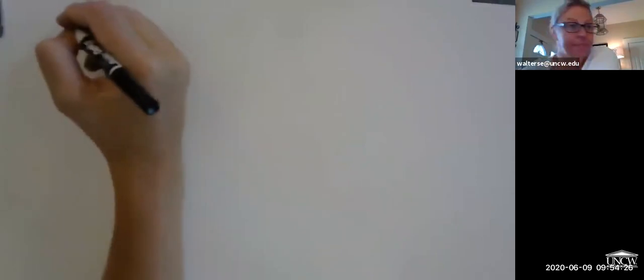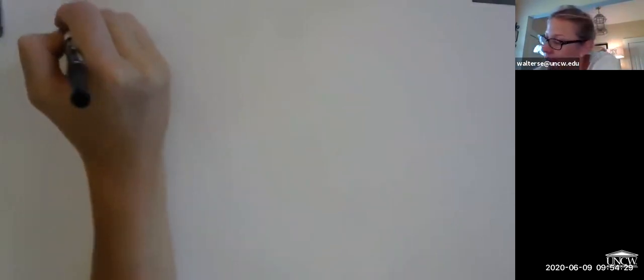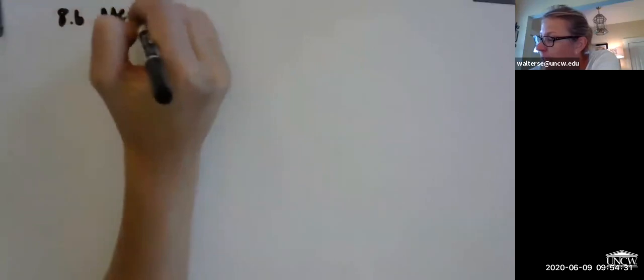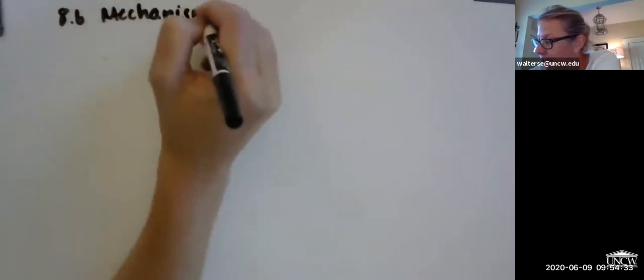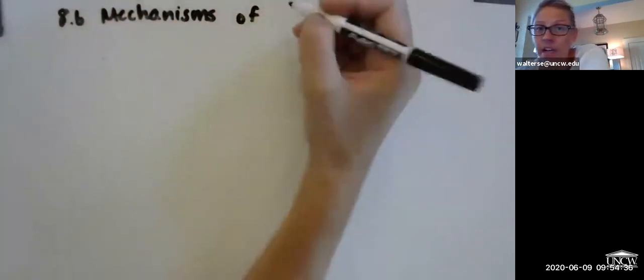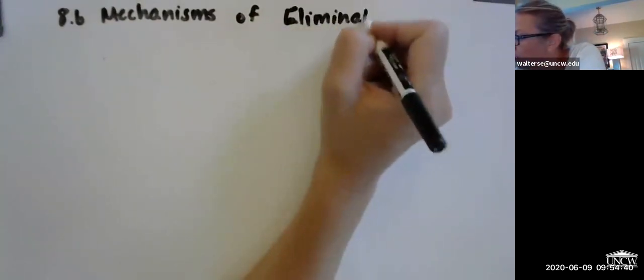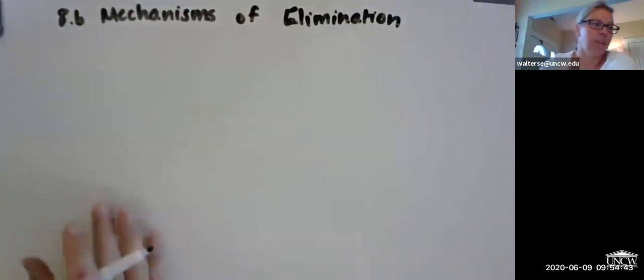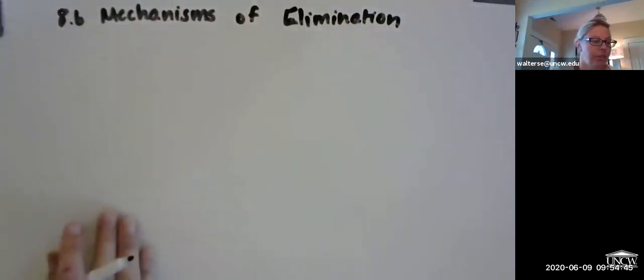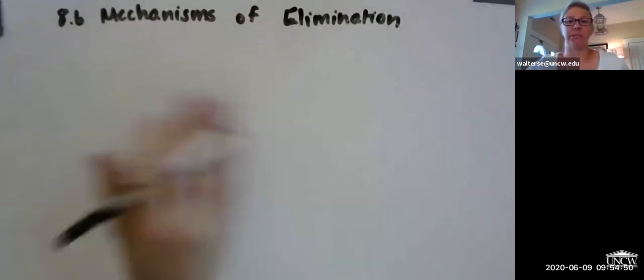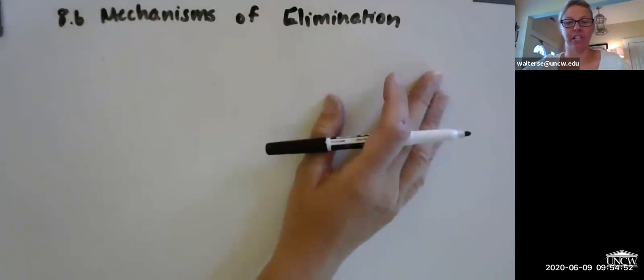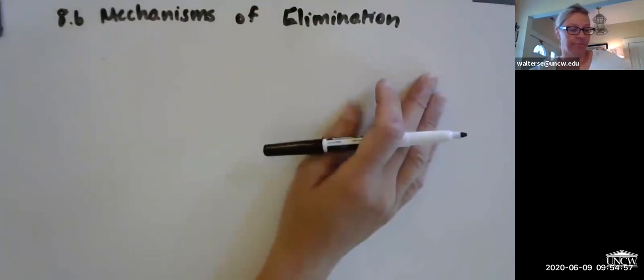So this is section 8.6, Mechanisms of elimination. Okay, so I'm just going to draw, I'm not going to include the reaction arrows, I'm just going to draw the components, and we're going to start this as close to the way we started our analysis of substitution as possible.